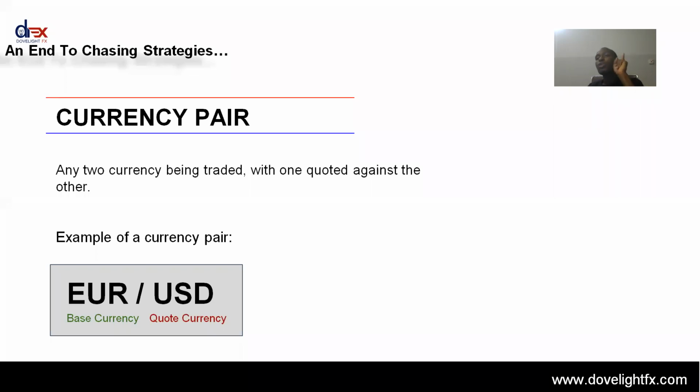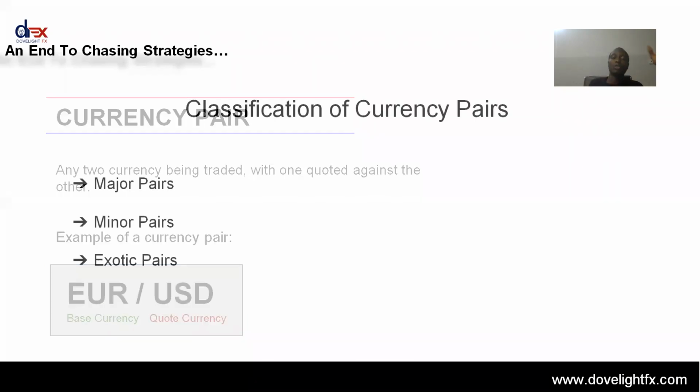And your base currency is always one. The value that you see on the right-hand side in your MT4 is for the quote currency. That means how much of that quote asset do you need to get one unit of the base currency. So basically, this is how currency pairs are represented. With euro USD, the left-hand side is the base and the right-hand side is your quote.